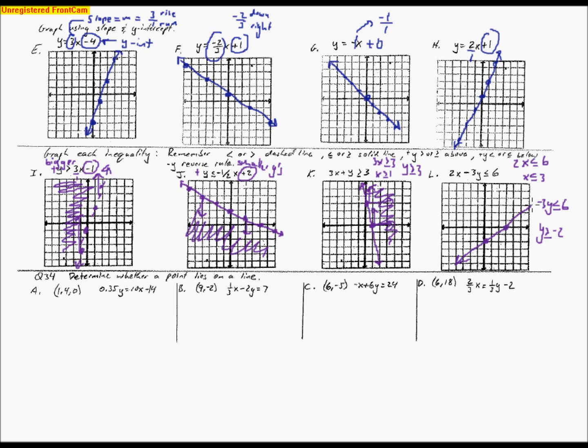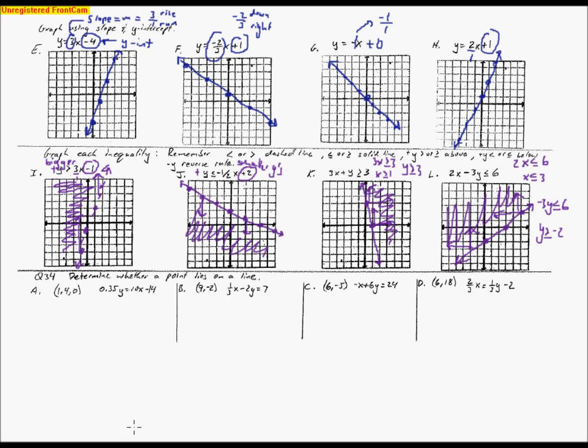Let's figure out the shading. X, you can use either one. X is less than 3, less than any point. So go to this point right here. Less than 3 means this way. You can also use the y, it'll give you the same information. Y greater than negative 2. Greater means this way. So either way, it means the same thing. It's all above the line.